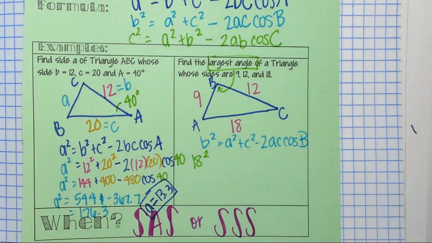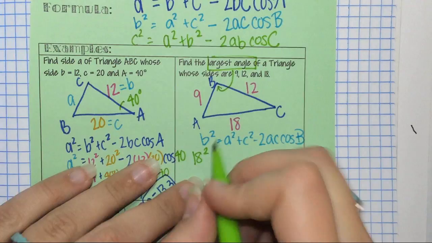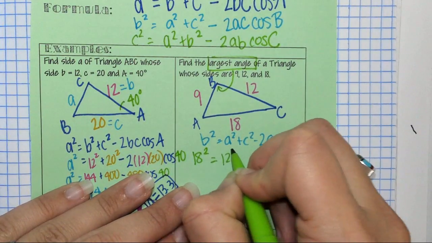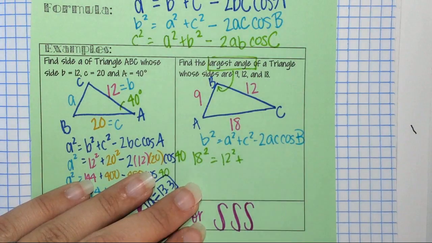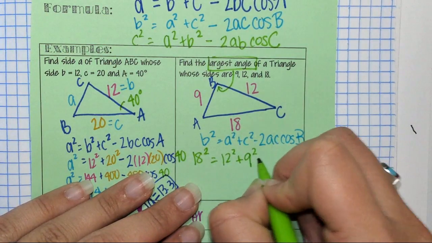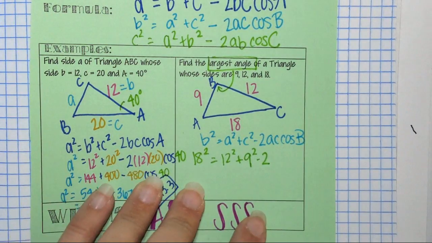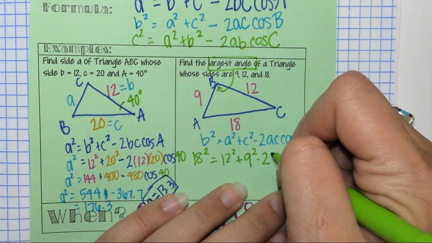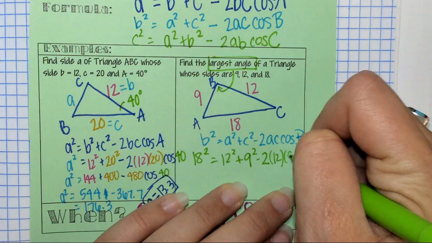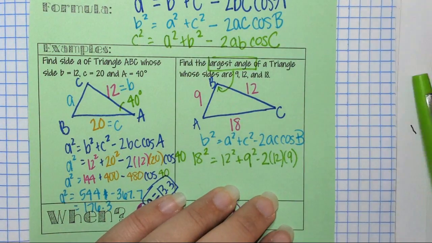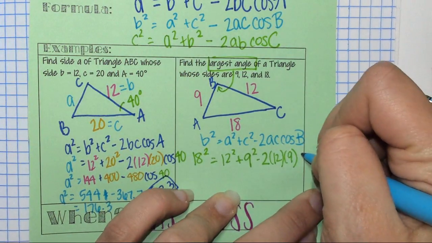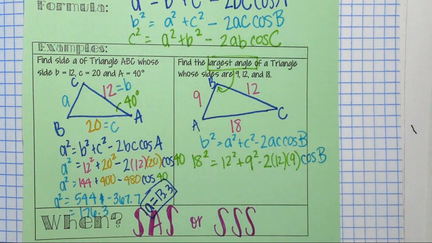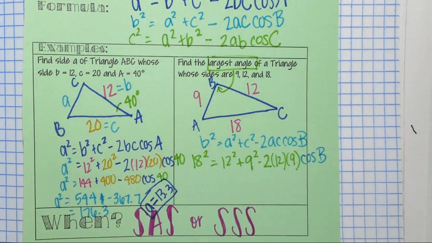Does everybody understand that part? Okay, now what are we going to plug in for A? 12, good. And what are we going to plug in for C? So proud. Minus 2 times. And then we're looking for the cosine of B, right? Or we're looking for B, so we need to leave cosine of B there. Okay? I want you to do the next step without me.